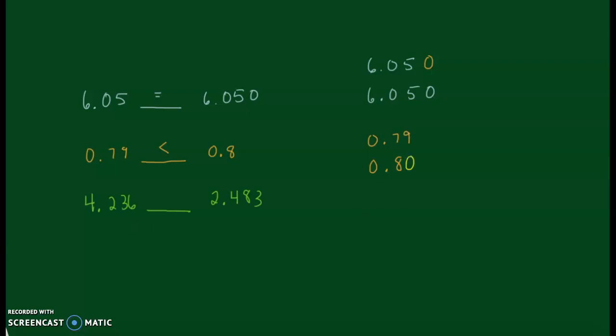Then moving on to the last one, 4 and 236 thousandths, and compare that to 2 and 483 thousandths. Again, we're going to start by comparing the whole numbers. 4 ones is bigger than 2 ones. So we don't have to go any further than that. We can see that 4 and 236 thousandths is greater than 2 and 483 thousandths.